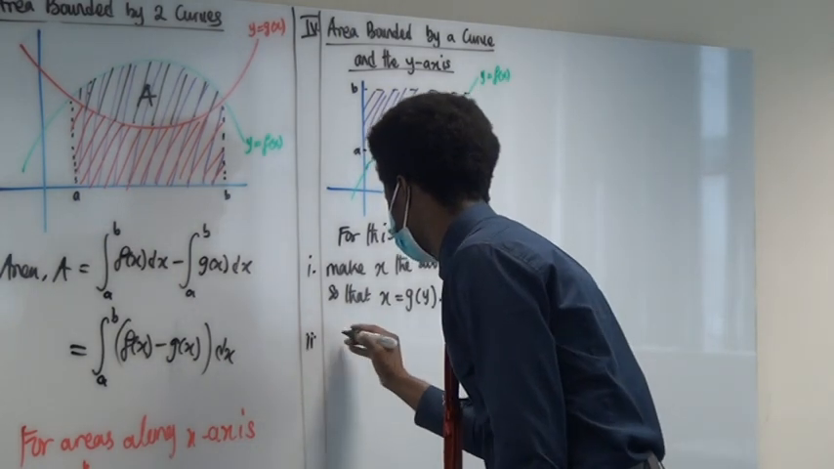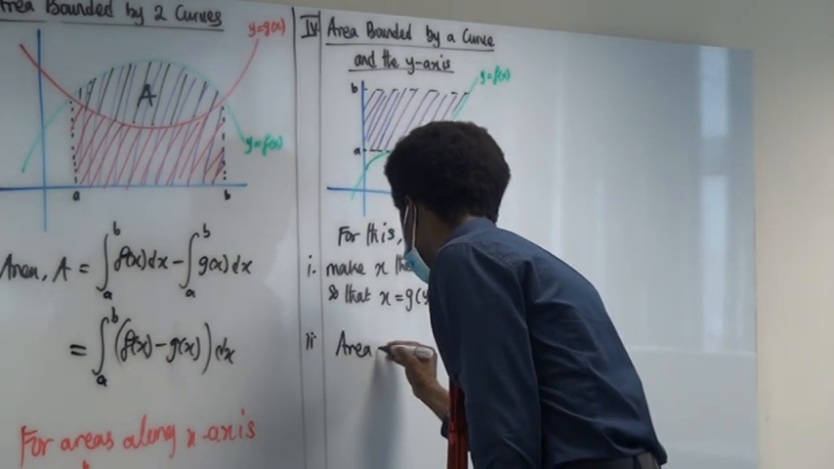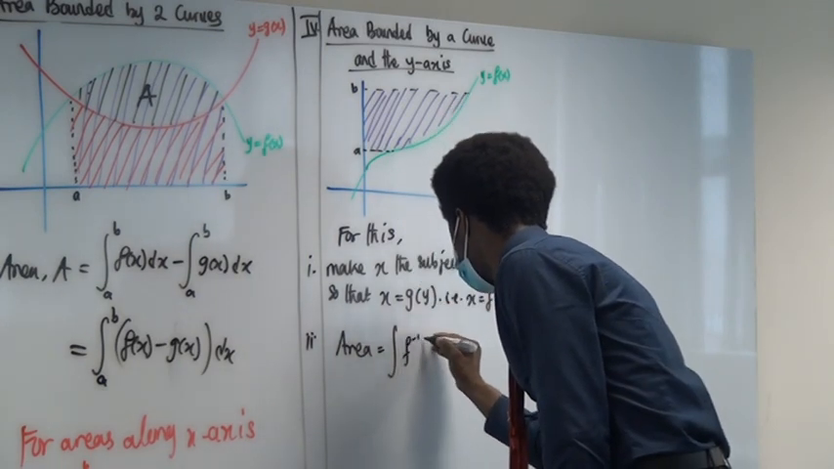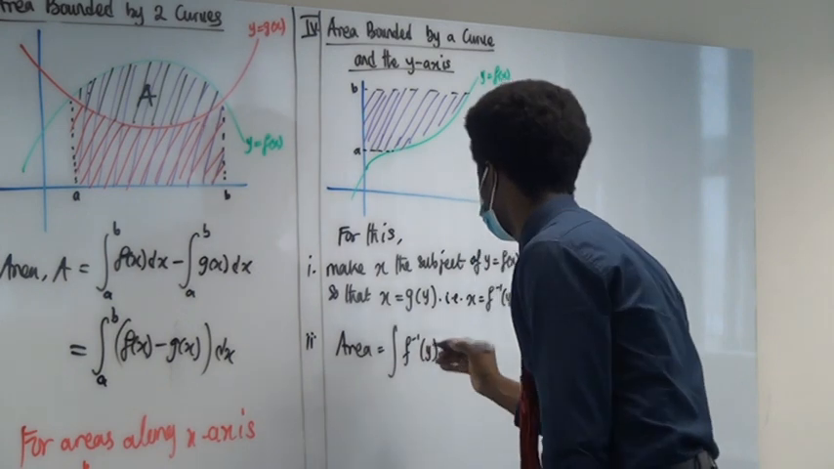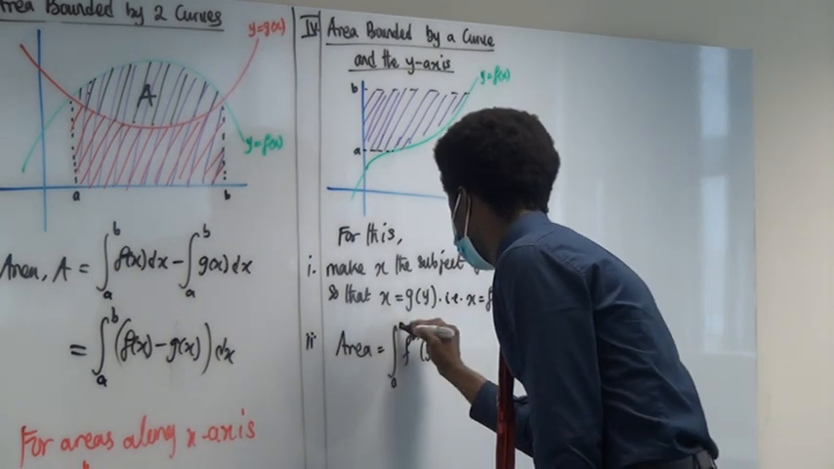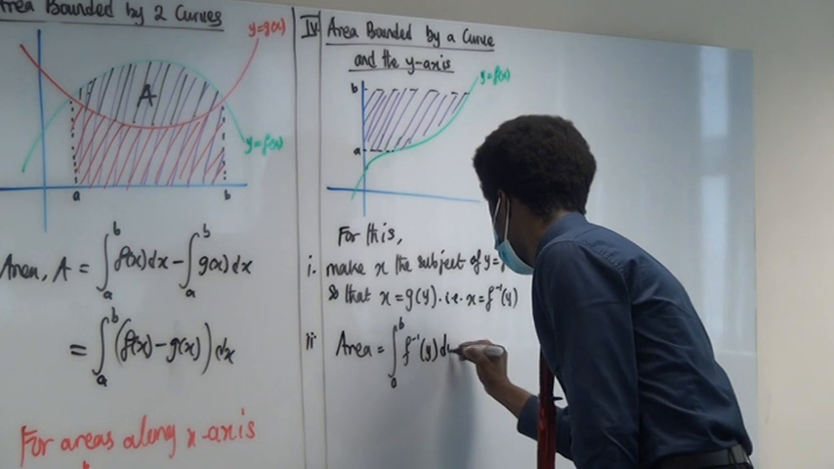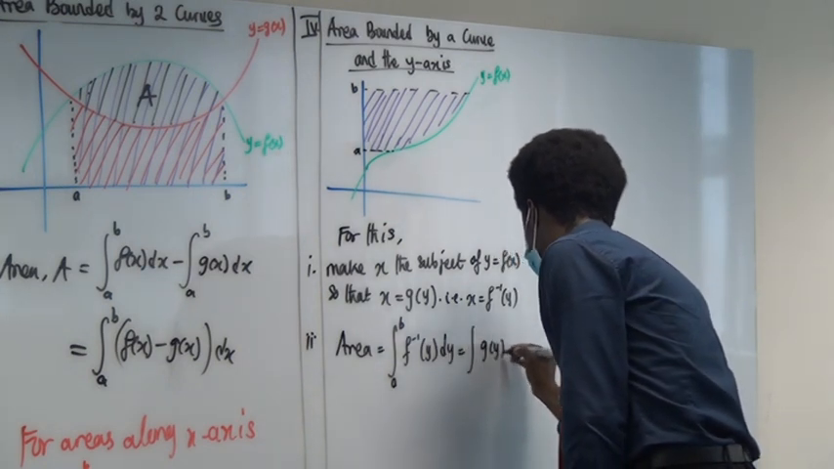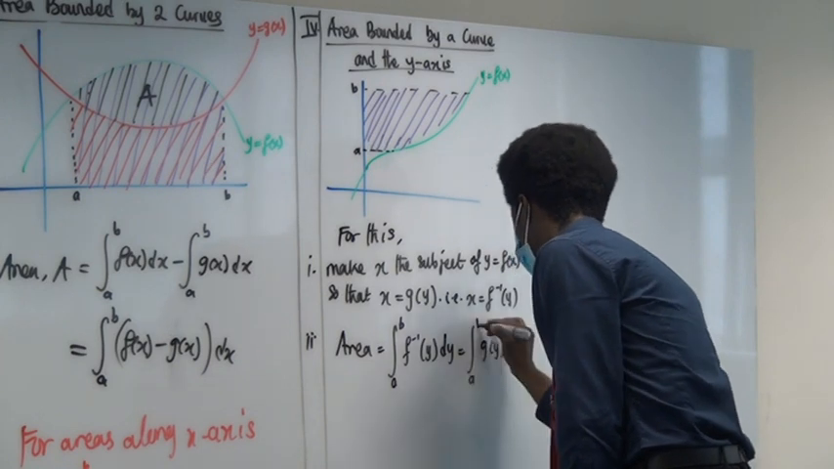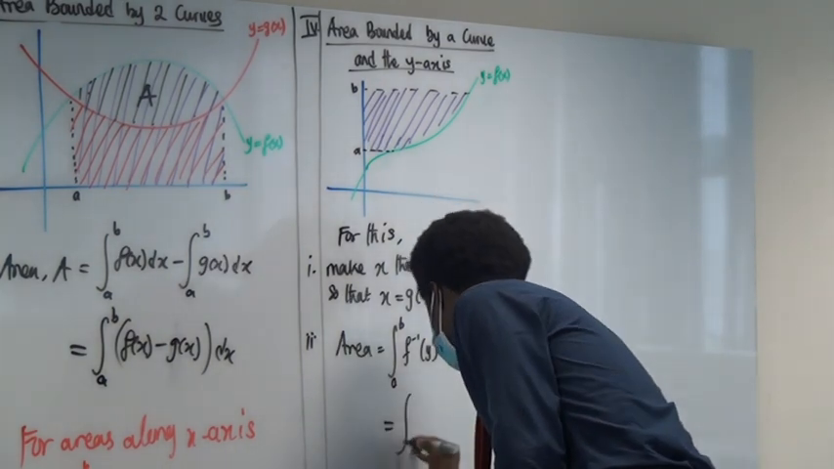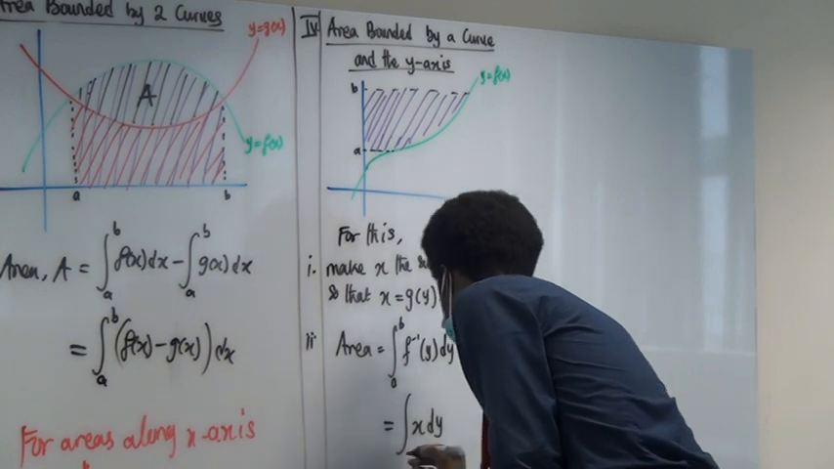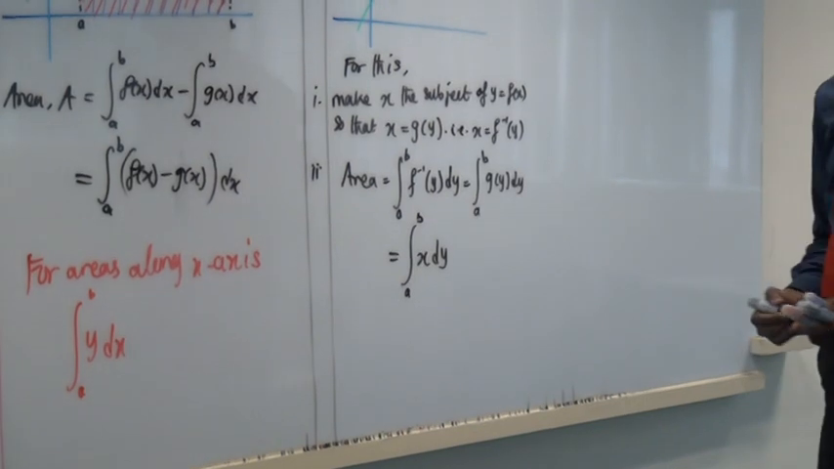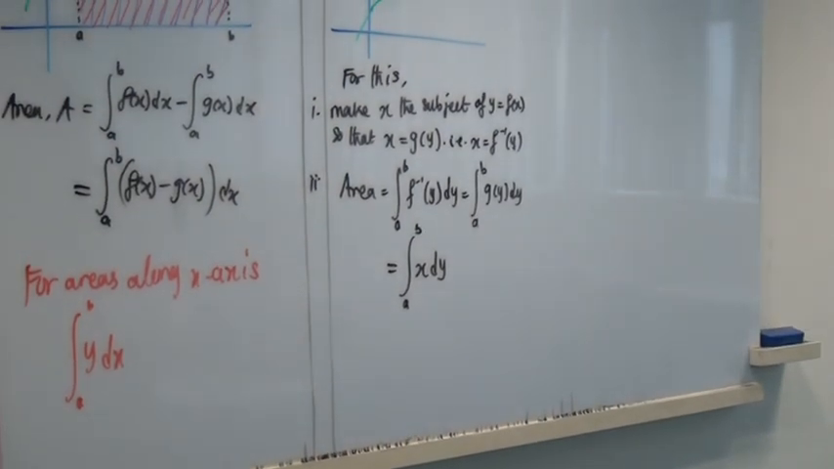Then 2, the area is the integral of that inverse function between the given intervals with respect to y. So I say integral g(y) dy between the intervals. In your formula booklet, it's just written as integral x dy, while this is written as integral y dx. So along the y-axis, that is what you will do.